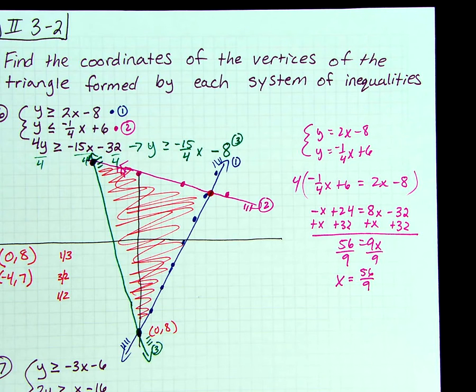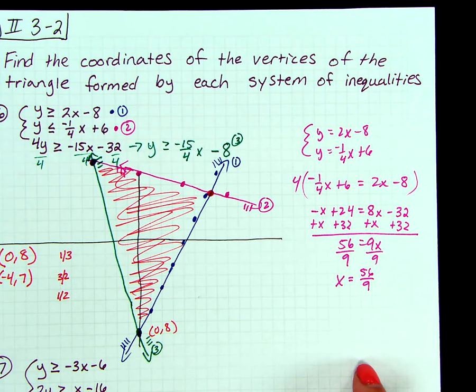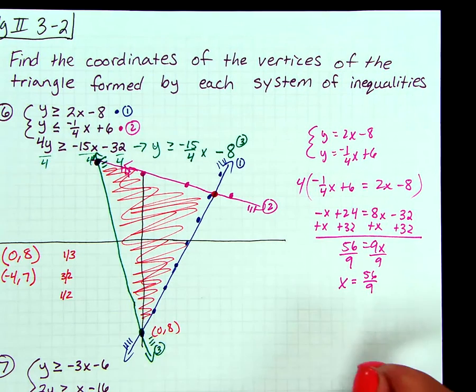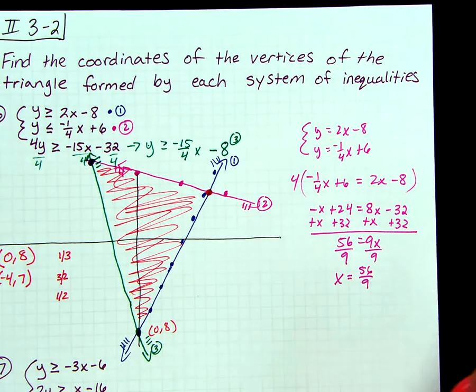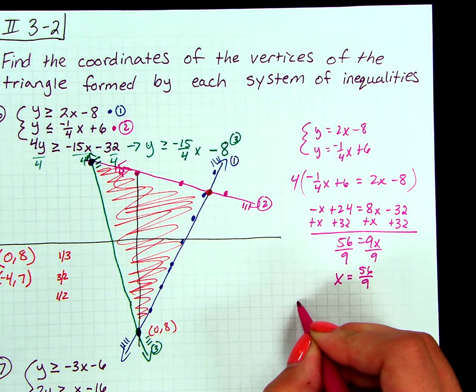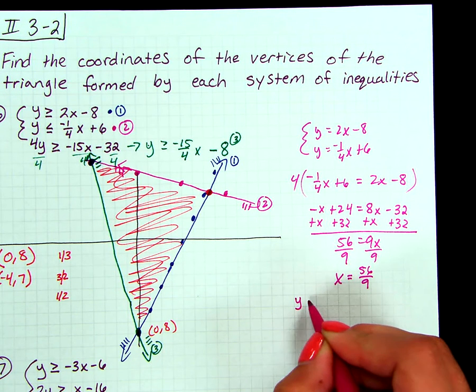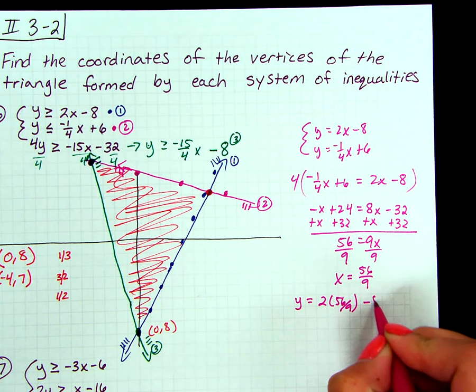So now we have to find y. So we're going to pick one of these equations, and it doesn't matter which one. So I think I'm going to choose the top one. Okay. So we would have y equals 2 times 56 over 9 minus 8.